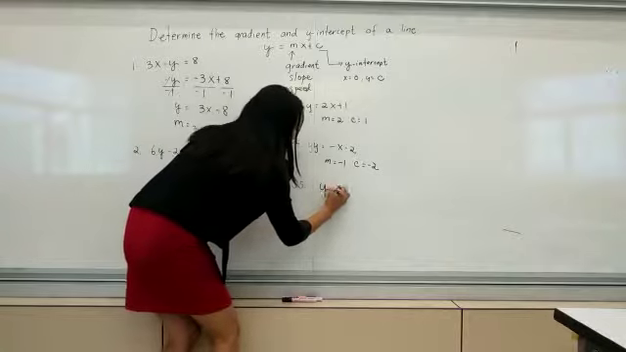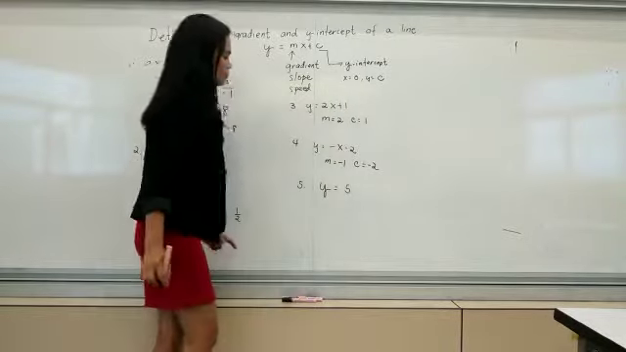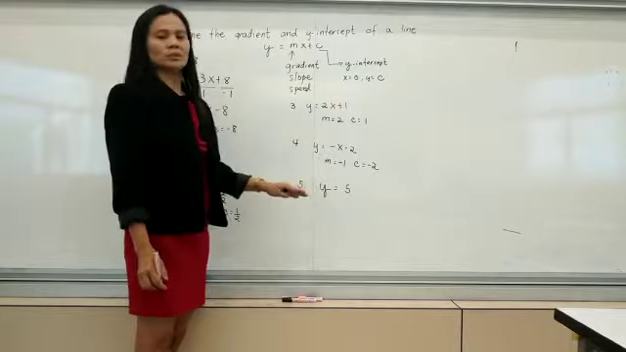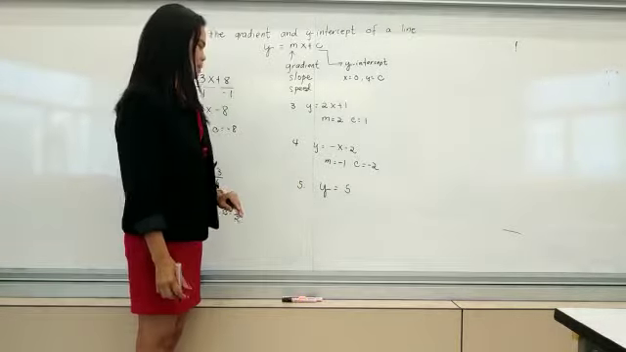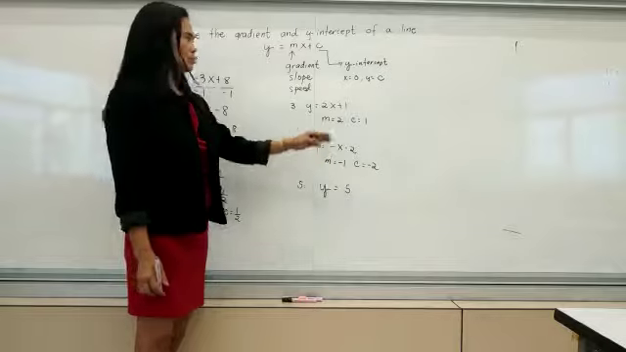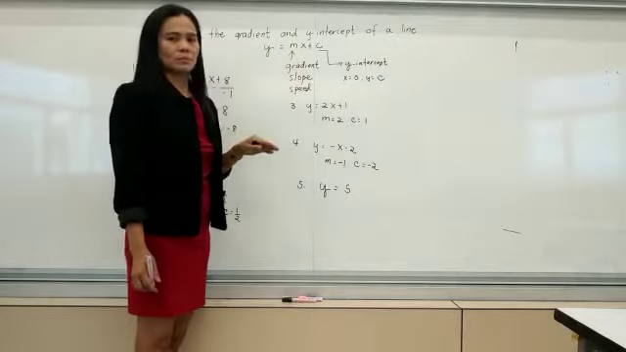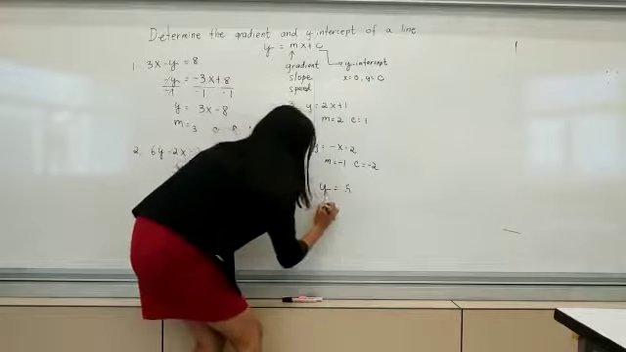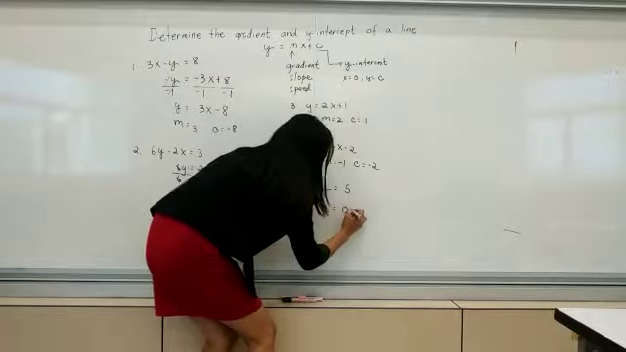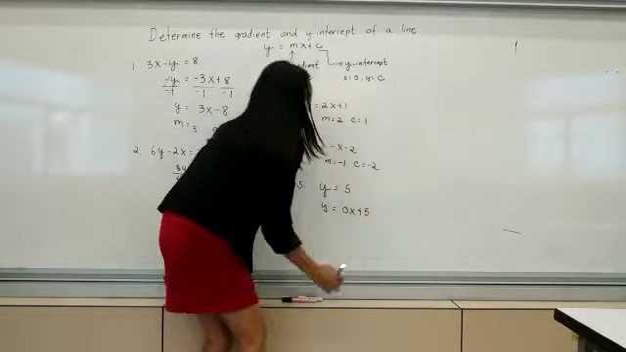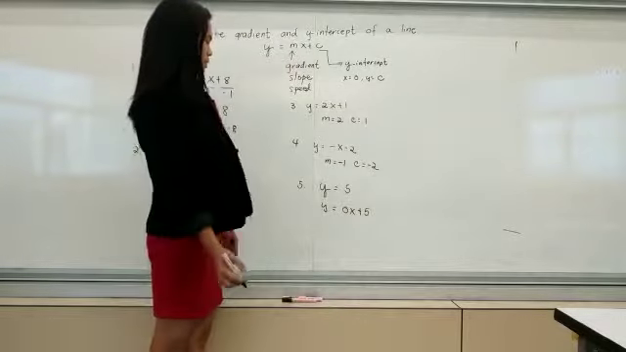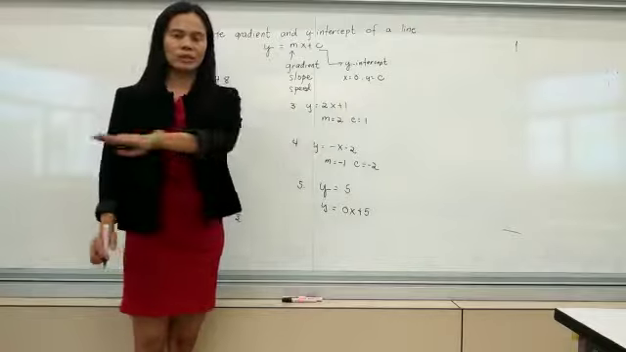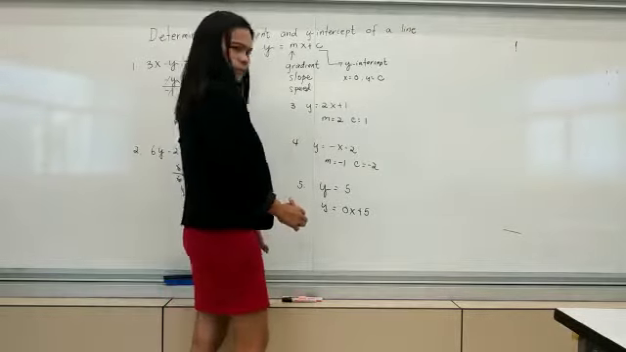Say y is equal to 5. This is also an equation of a straight line. But look, there's no mx. If you see this kind of equation, it means that your y is equal to 0x plus 5. This kind of equation is horizontal to the x-axis. Why do we say that?